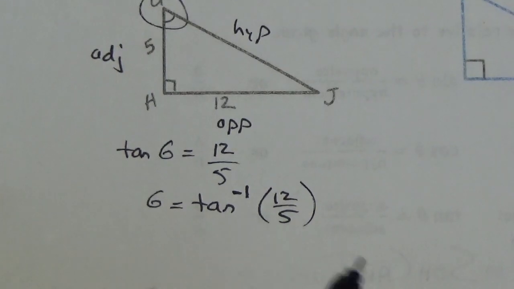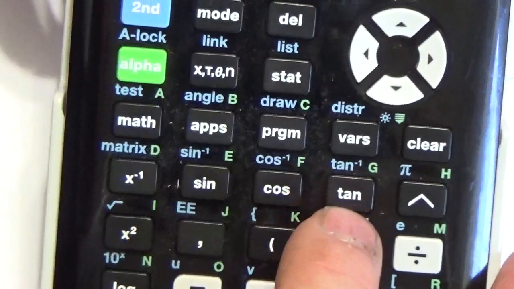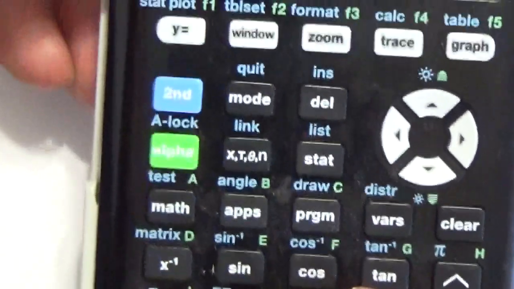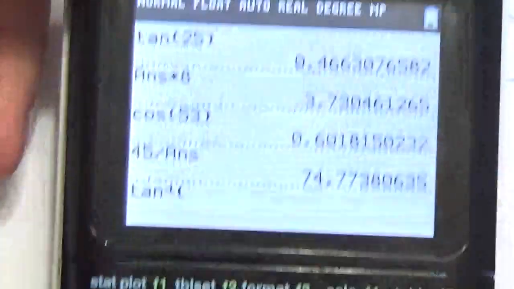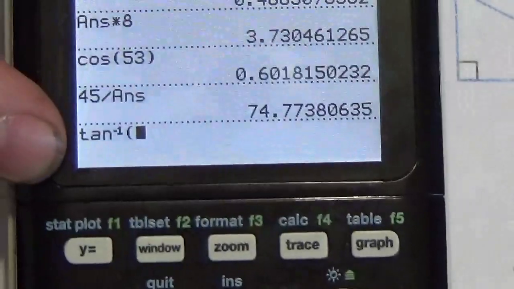Now, your calculator has that too. And if I show you here, just above the tangent button is the tangent to the -1. That's what I want here. So to access that, I will go second tangent. So on my calculator, I'm getting this. And now I'm going to type in that ratio that I saw, 12 over 5.